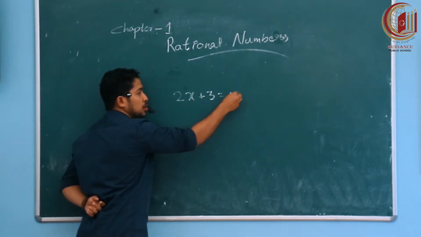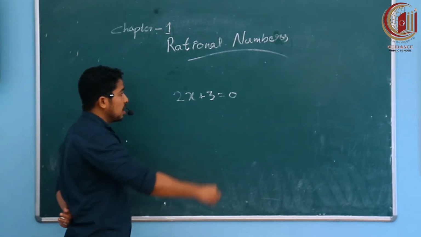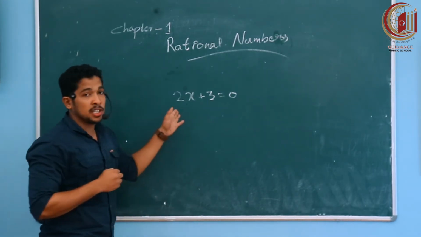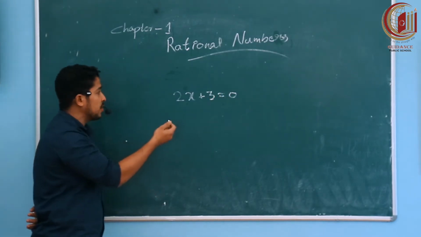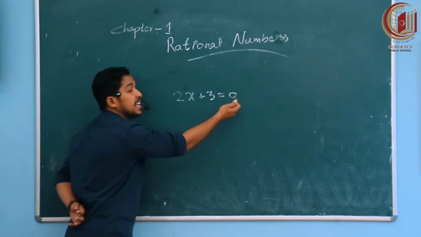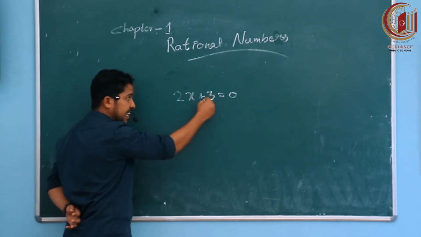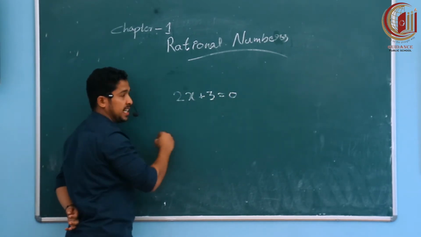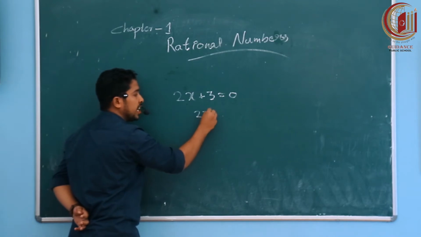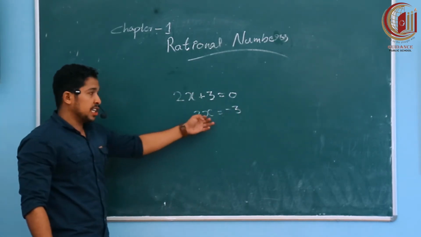2x plus 3 is equal to 0 is a one variable linear equation. Then how can we solve this equation? In this equation, the left hand side is 2x plus 3 and the right hand side is 0. When we transpose plus 3 from the left hand side to the right hand side, plus 3 becomes minus 3. Then we get 2x equal to minus 3.